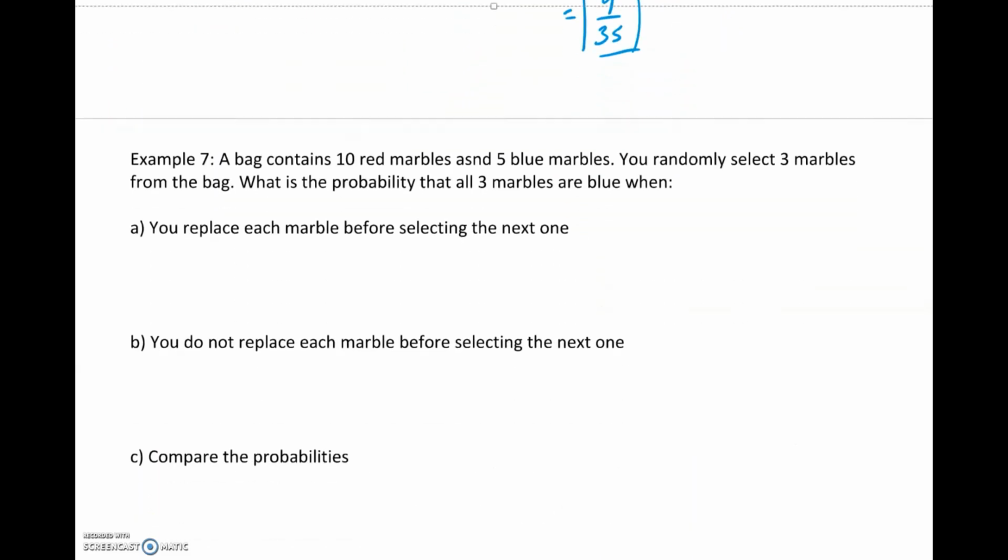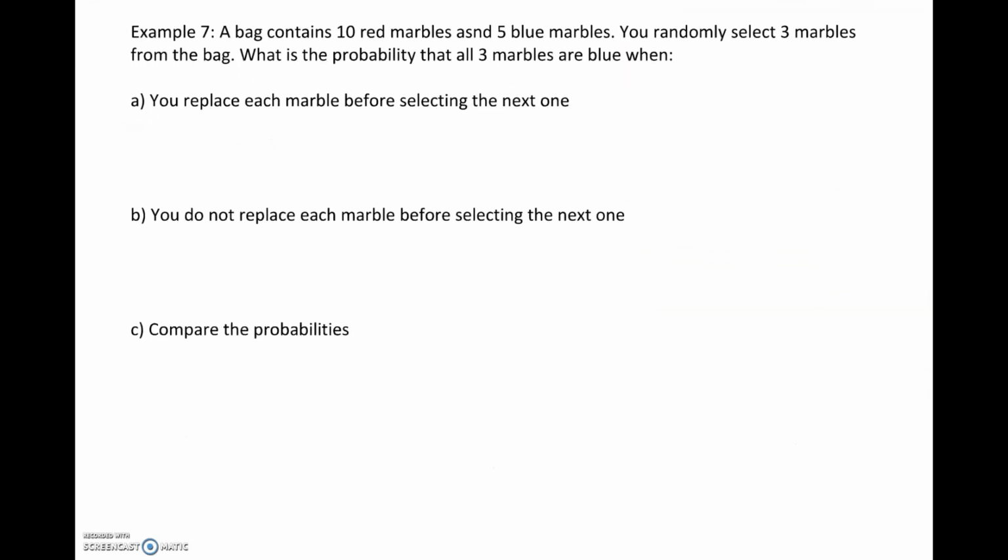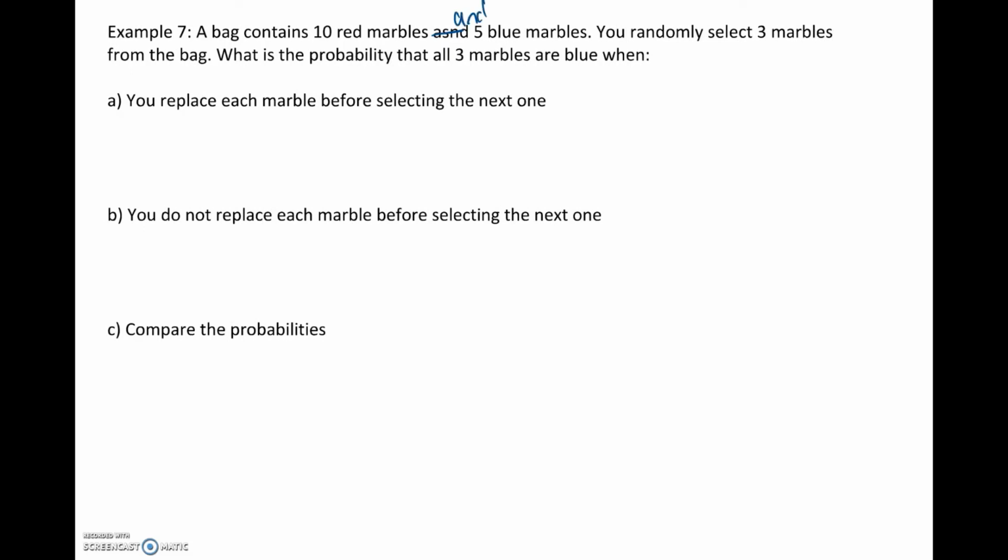Okay, last example. So a bag contains 10 red marbles, oh, and that should say and, sorry about the typo, and 5 blue marbles. You randomly select 3 marbles from the bag. What is the probability that all 3 marbles are blue when we have 2 different situations here? You replace the marble before selecting the next one, Part A. Part B, you do not replace each marble before selecting the next one.